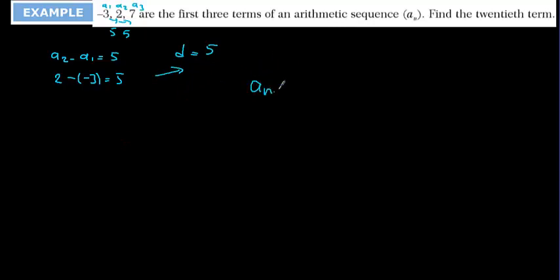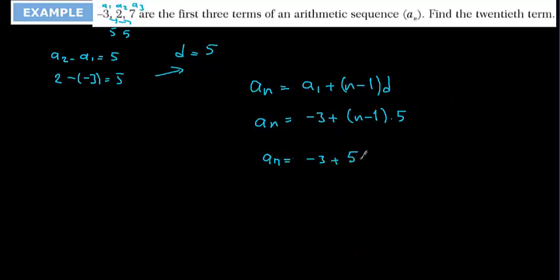And from the previous page, we know that an, the general term of a sequence, is equal to a1 plus n minus 1 times d. So an is equal to a1, which is given as minus 3, plus n minus 1 times the common difference, which is 5. So an is equal to minus 3 plus 5n minus 5, and an is going to be equal to 5n minus 8.